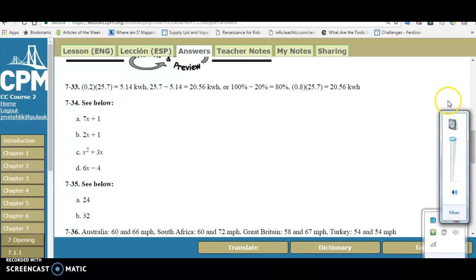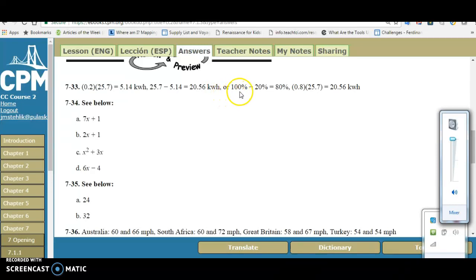The first thing we're going to do is start out with 7-33. That was your homework for tonight. I'm just going to show you the answer. So we have 0.2, which is 20%, times 25.7 equals 5.14. So that's 20% of 25.7. And then what they do is take the 25.7 and subtract the answer that you got here to get 20.56.